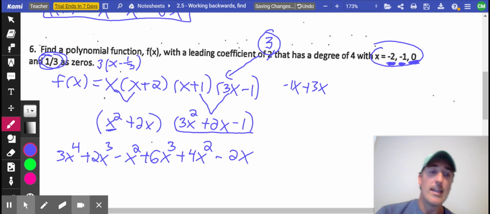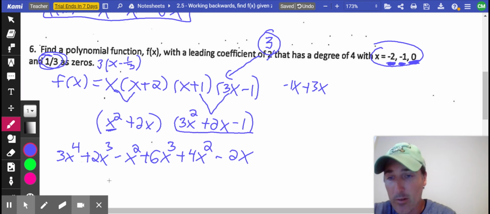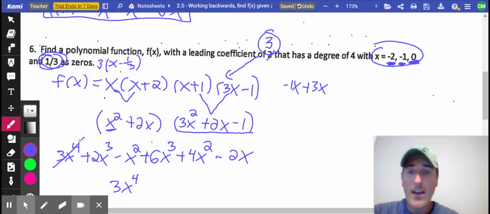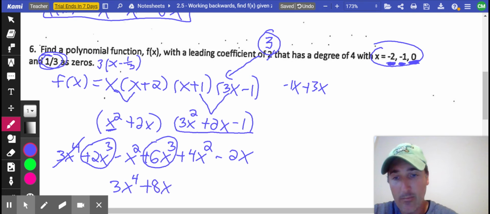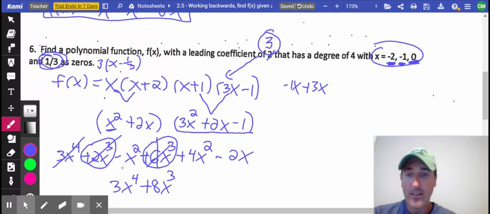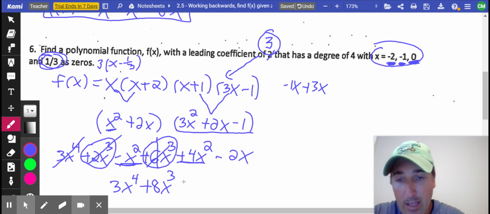All right. Then the last thing, we're just going to combine like terms. There's no other x to the fourth, so we bring this down. So 3x to the fourth, I'm done with that. All the x cubes, we have 2x cubed and we have 6x cubed. So we combine those, we get 8x cubed. Done with that. Then let's look all the x squareds. I have negative x squared and plus 4x squared. So negative 1 plus 4 is 3. So we're going to get plus 3x squared.